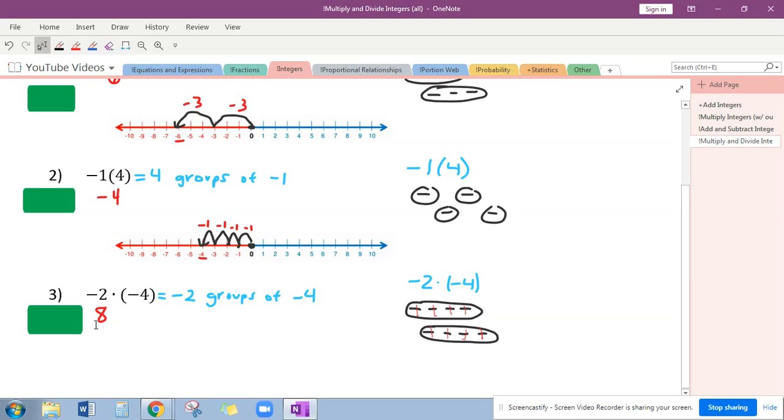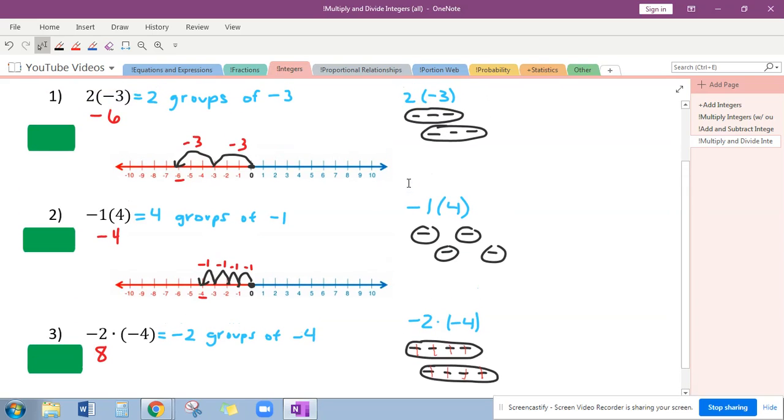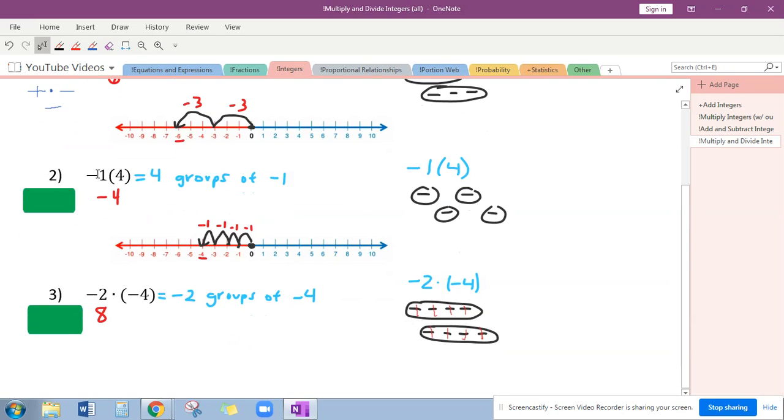A negative times a negative is a positive, because you're kind of taking the opposite of what we did in number 2 or number 1. So if I go back, I can see that a positive times a negative was a negative. And then for number 2, a negative times a positive was a negative. And for this one, a negative times a negative was a positive. And so there's that pattern we have.